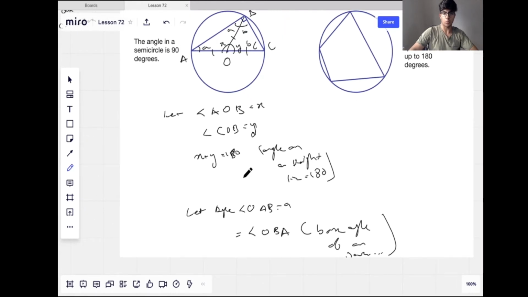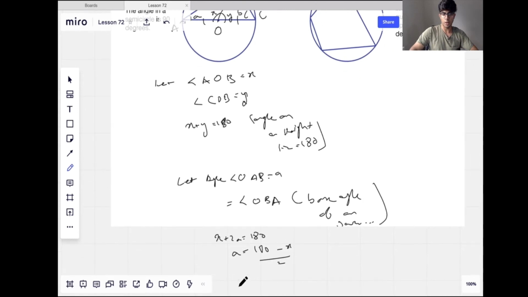So then you have that equal Y, and then you can say something like, X plus 2A is equal to 180. And why do we know that? Because angles in a triangle sum to 180. So A is equal to 180 minus X all over 2. You can do the same thing with Y and B. So B is equal to 180 minus Y all over 2.